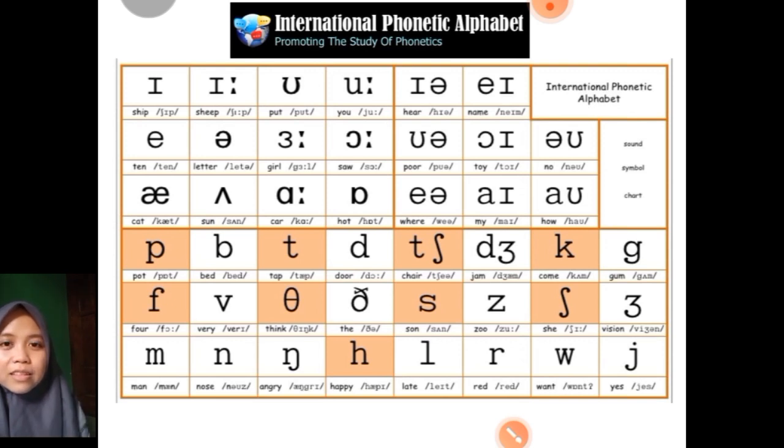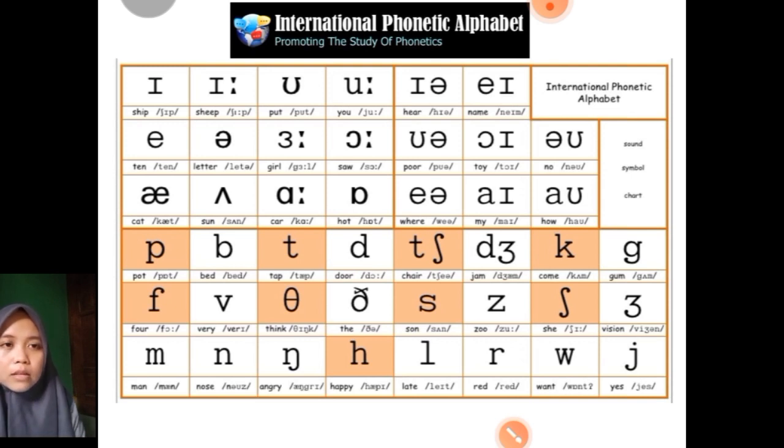And then is the j sound. J is a voiced affricative consonant, and the word for it is Jan. And then is the k sound. K is a voiceless dorsal stop consonant, and the word for it is come.